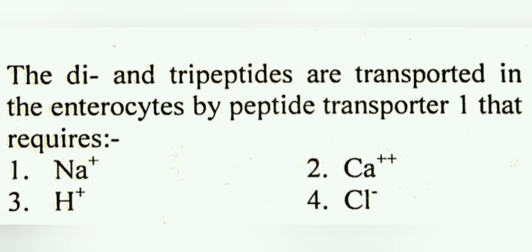Now coming to the next question: the di and tripeptides are transported into the enterocytes by peptide transporter 1 that requires option 1, sodium, option 2, calcium, option 3, hydrogen, and option 4, chloride ions. Among these 4 you'll have to choose the correct answer.